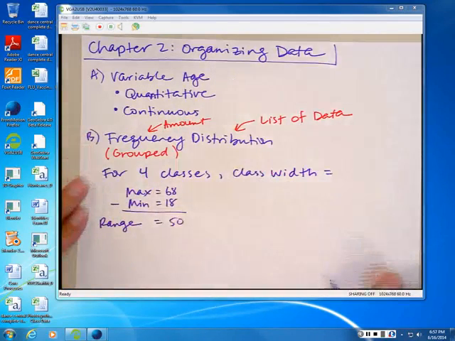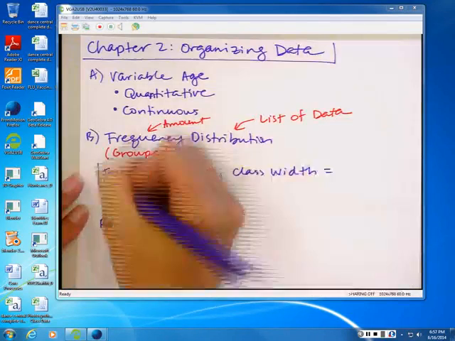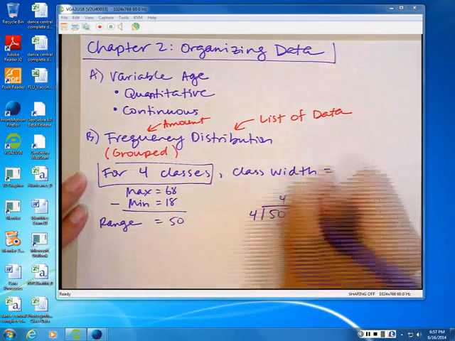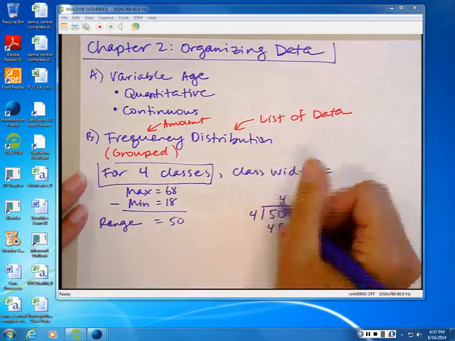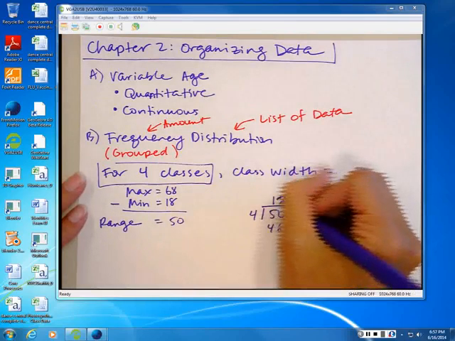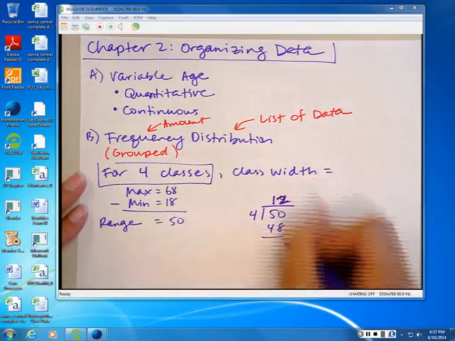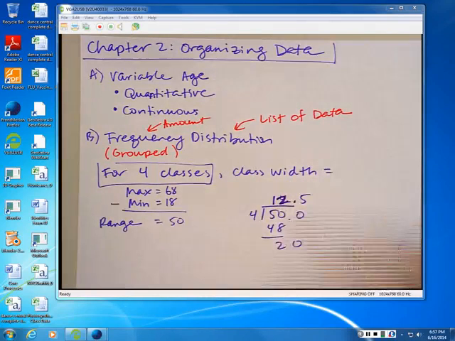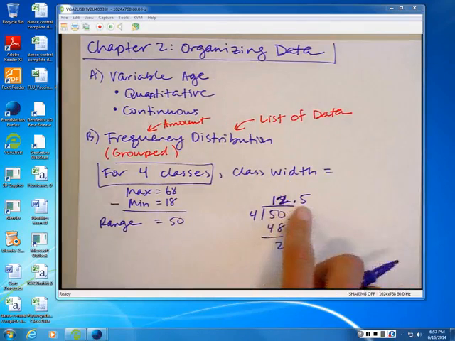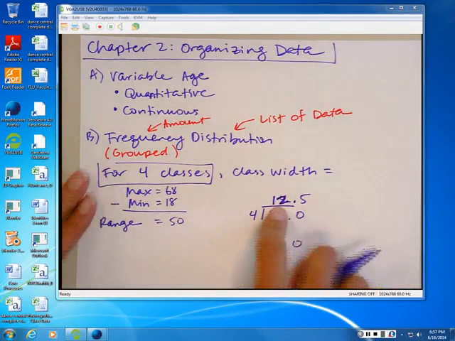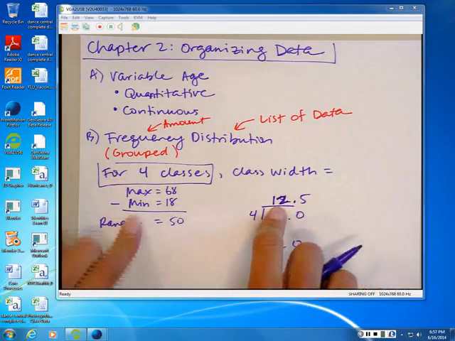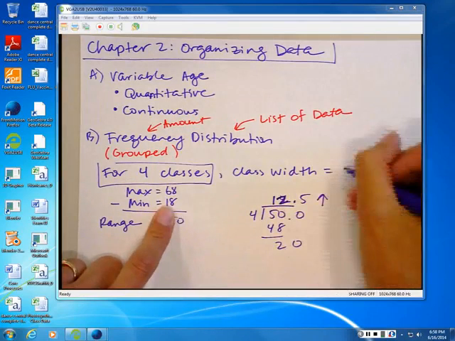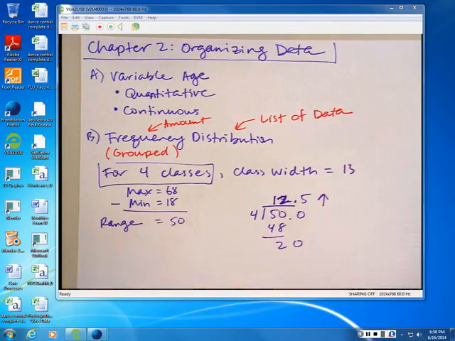Well, I want 4 of these classes. So I take 50 and divide it by 4, and of course you can do this on your calculator. It goes in there 12 times, so 12 times 4 is 48, subtract, I get 2, give myself another 0, so I get 12.5. It doesn't matter what I was going to get here. I know I was going to round up, because if I round down, I'm not going to include all of the values between 18 and 68. So I always round up, which means I want to use a class width of 13.